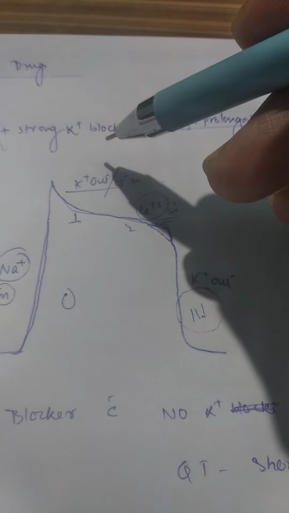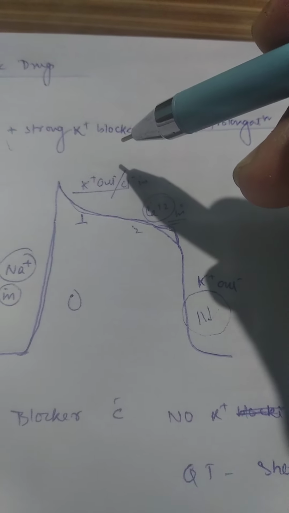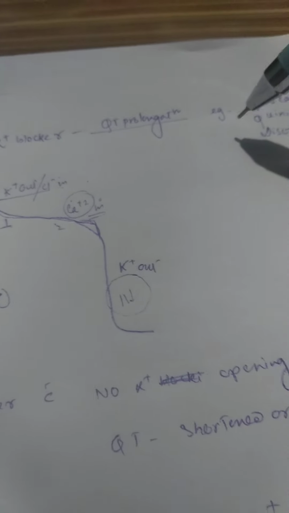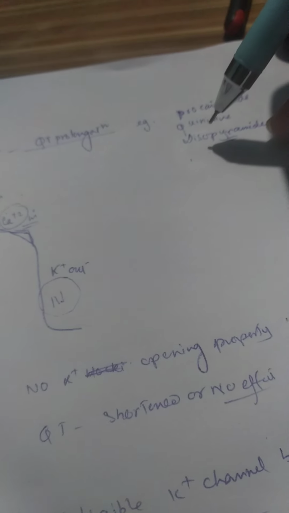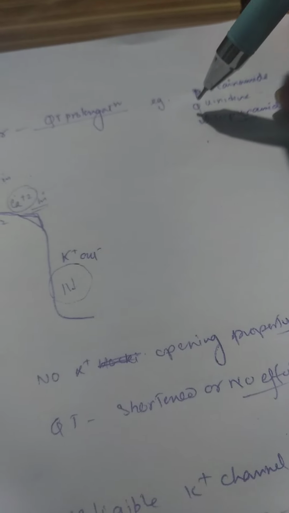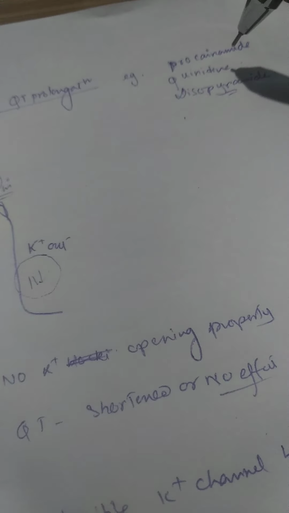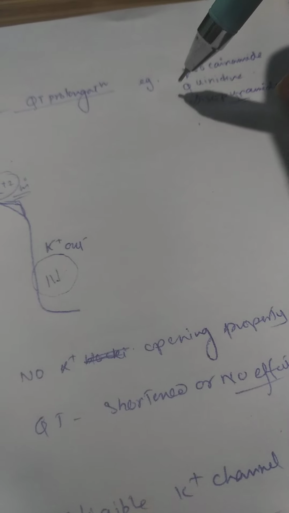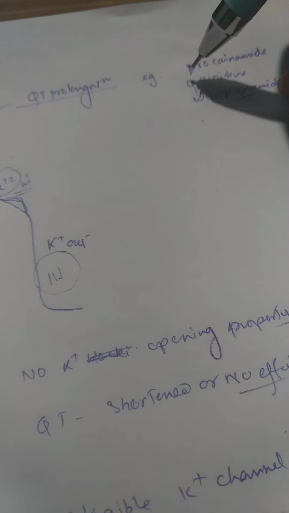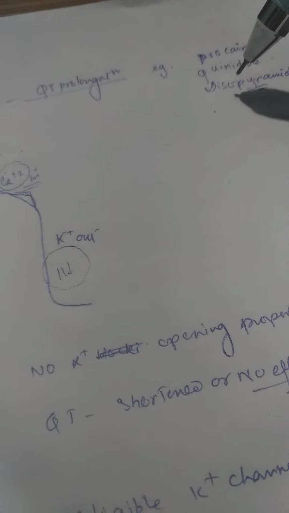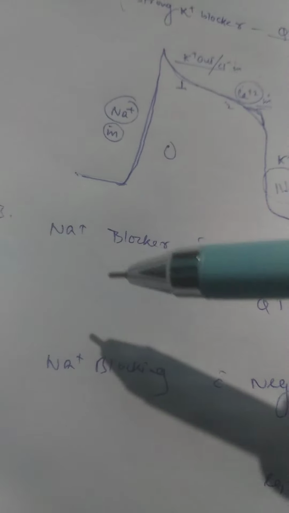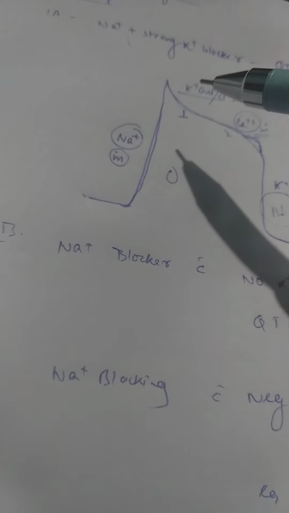Guys, just remember, the drugs that have potassium channel blocking property will also cause QT prolongation. Examples are very, very important. Class 1A drugs, three important drugs: P, Q, and D. P for procainamide, Q for quinidine, and D for disopyramide. So these three drugs are very important. All class 1 drugs are sodium channel blockers with some potassium blocking activity.